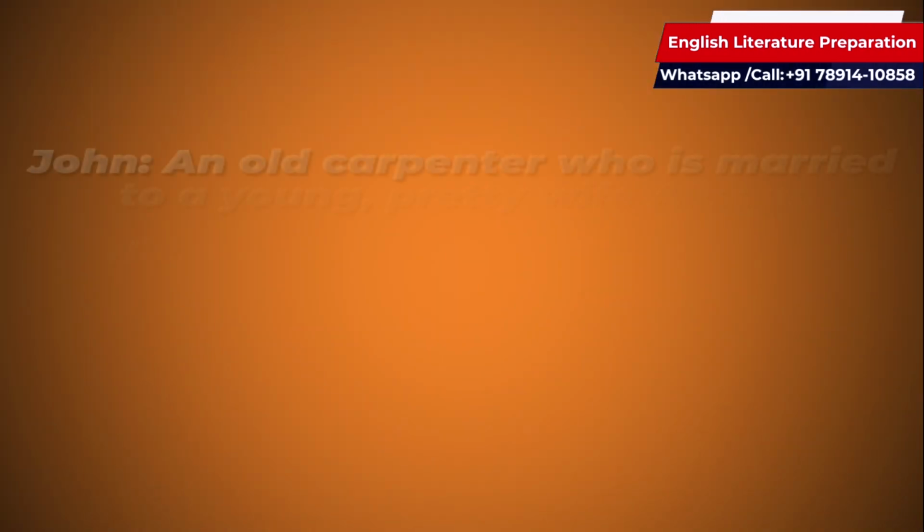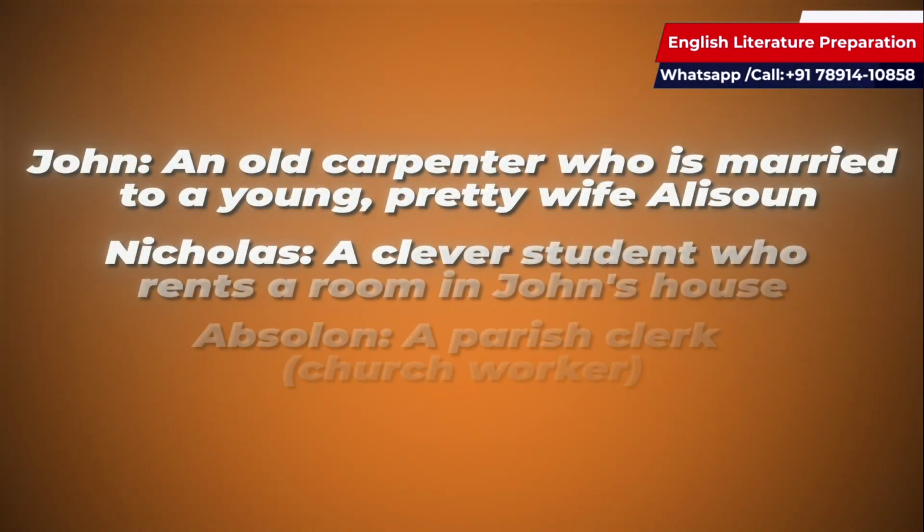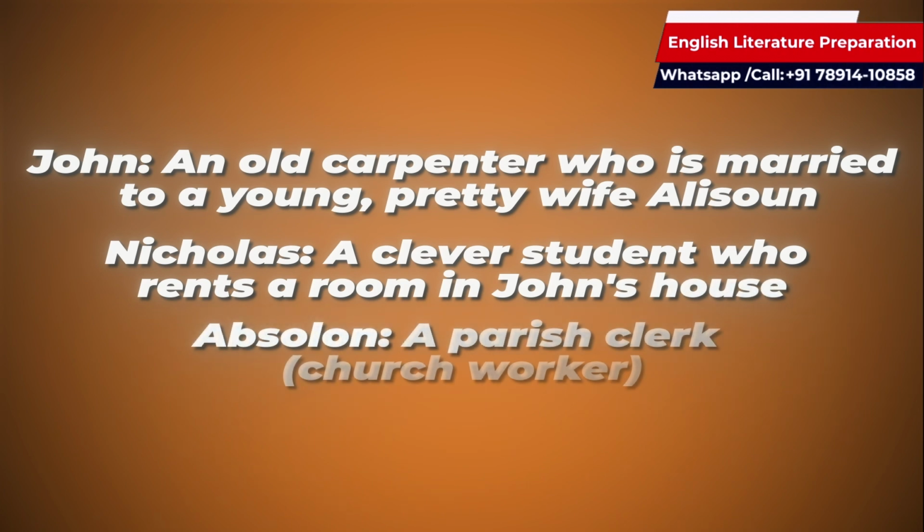Okay, so the Miller's story is about the main characters: John, an old carpenter who is married to a young, pretty wife, Allison; Nicholas, a clever student who rents a room in John's house; and Absalom, a parish clerk, a church worker. John and Allison are husband and wife, but Nicholas wants to sleep with Allison. So these characters, Nicholas and Absalom, create a plan. Nicholas was very clever and he wants to sleep with Allison.